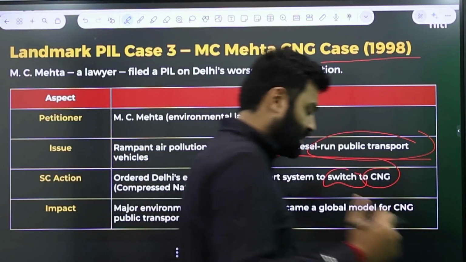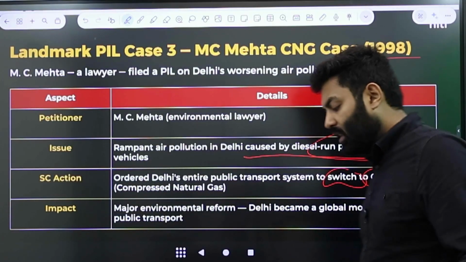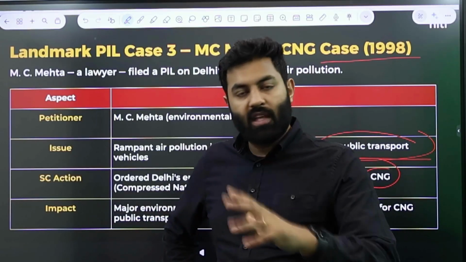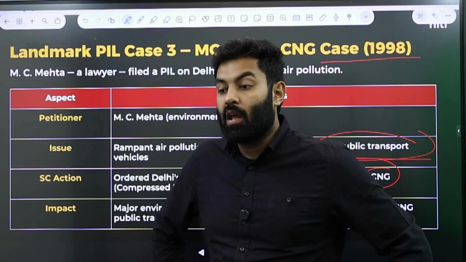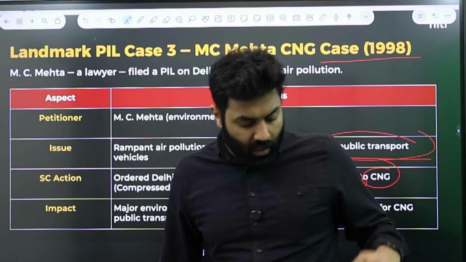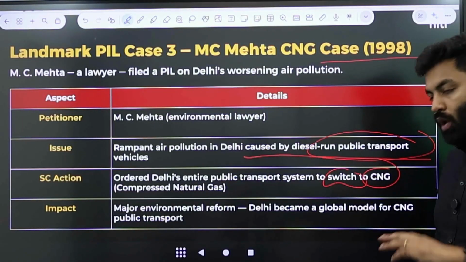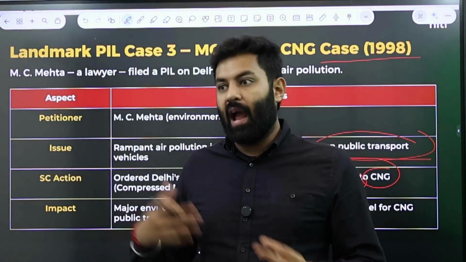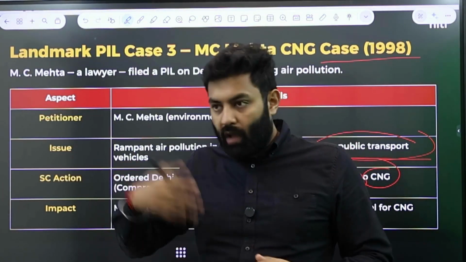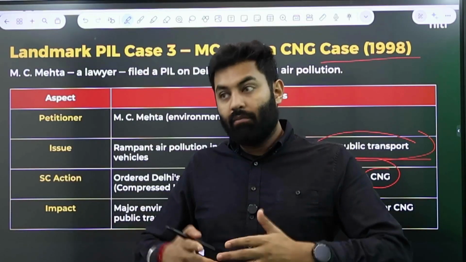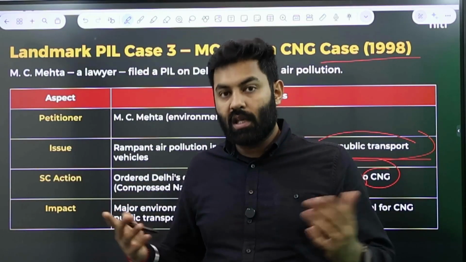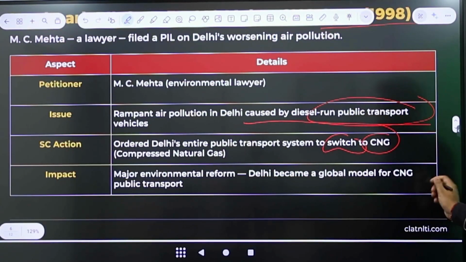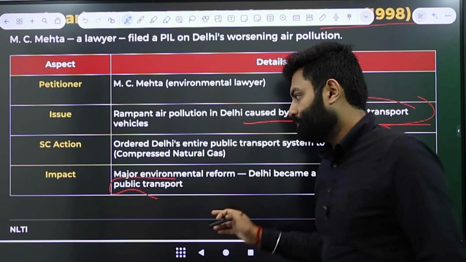You must have seen it if you have ever visited Delhi: their DTC buses, all the cabs, have CNG cylinders in the back. The Delhi metro is all electric, right? So this is the case which initiated a very big reform for the national capital, and that reform was later borrowed by other states and other big metro cities, right? A major environmental reform, Delhi became a global model for CNG public transportation.